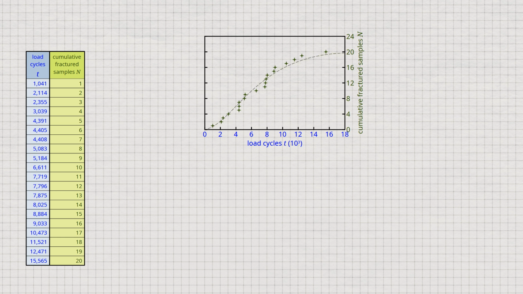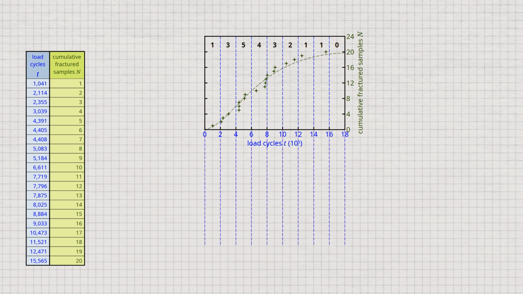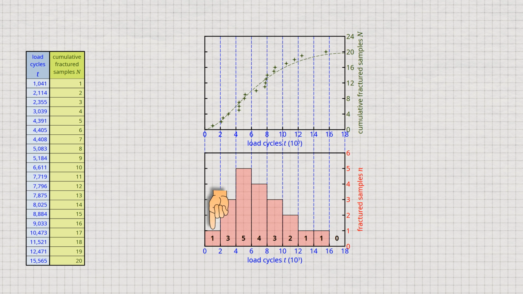The dashed line indicates the typical course of the cumulative frequency. It is typically S-shaped, which would have been more obvious if significantly more than 20 samples had been tested. Another representation can be derived from this graph. This is done by dividing the load cycles into equal intervals, in this case 2,000 load cycles, and looking at how many samples have failed within these intervals. For example, within the first 2,000 load cycles only 1 sample fails. Between 2,000 and 4,000 load cycles 3 samples break, and between 4,000 and 6,000 cycles a total of 5 samples fracture.